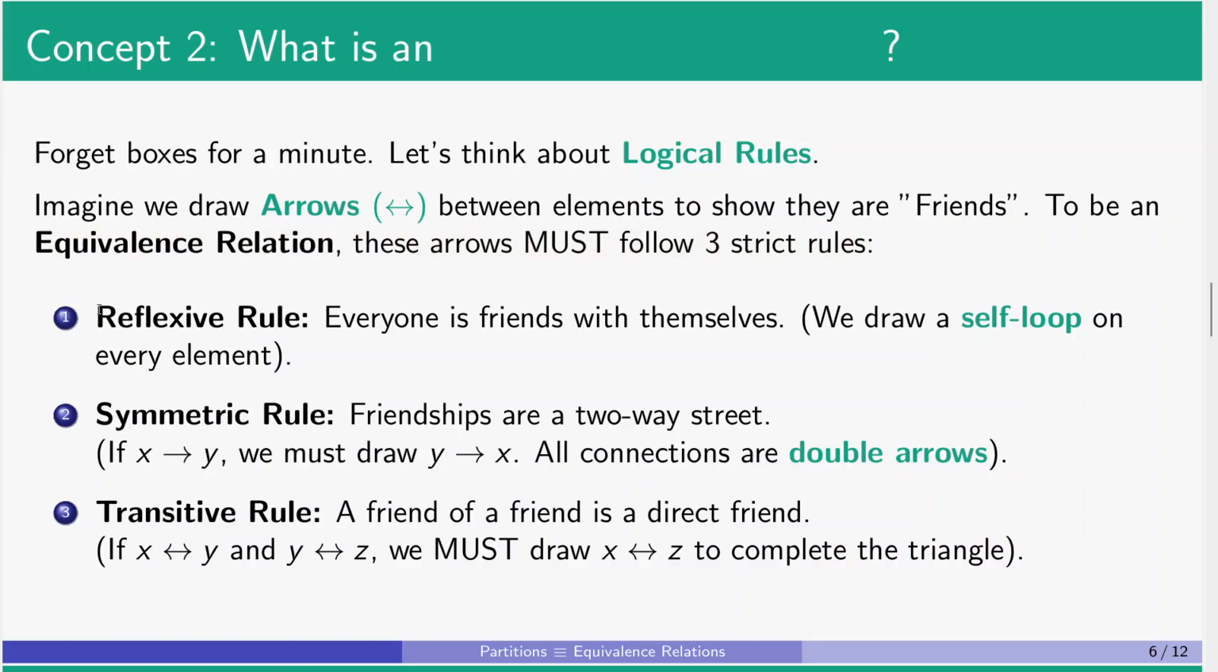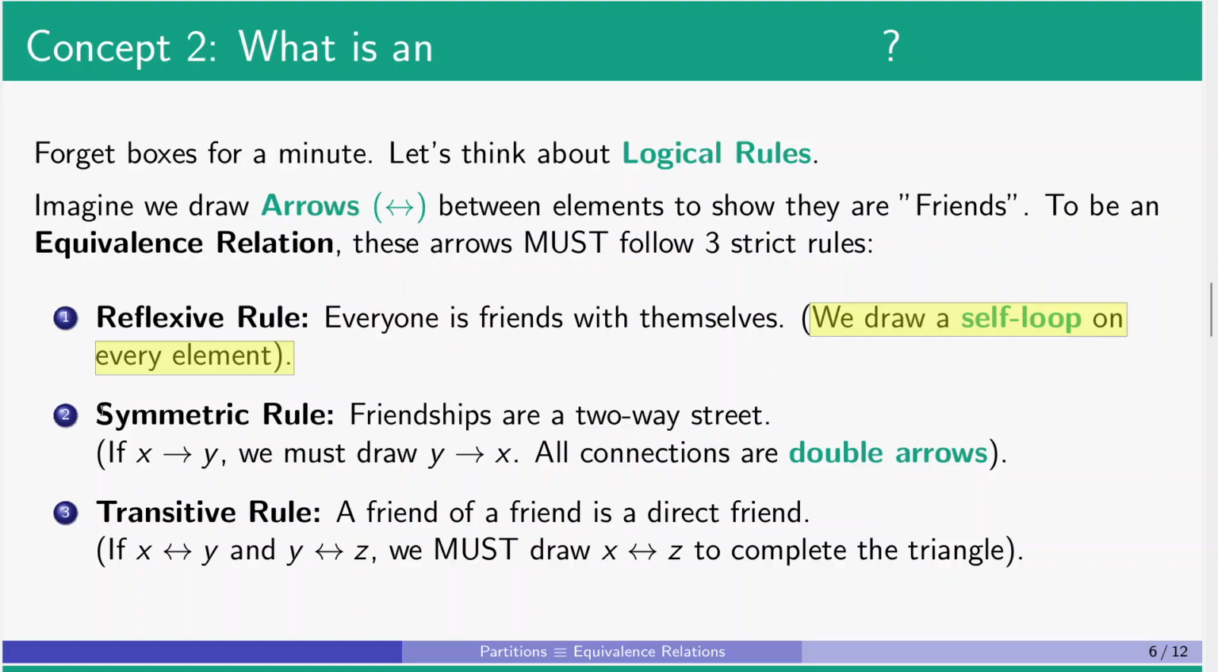Rule number 1 is called the reflexive rule. This says that every element must be connected to itself. Every single one, no exceptions. In our friendship analogy, this means everyone is friends with themselves. In terms of arrows, we draw a little loop, called a self-loop, on every element. So A has a loop, B has a loop, every element has a loop.